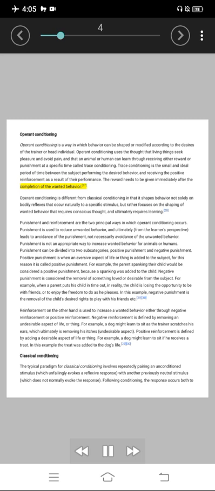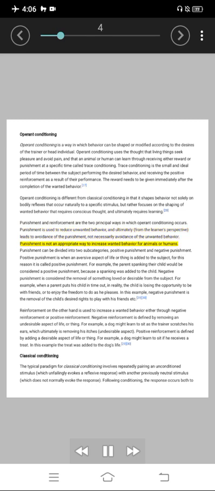27. Operant conditioning is different from classical conditioning in that it shapes behavior not solely on bodily reflexes that occur naturally to a specific stimulus, but rather focuses on the shaping of wanted behavior that requires conscious thought, and ultimately requires learning. 28. Punishment and reinforcement are the two principal ways in which operant conditioning occurs. Punishment is used to reduce unwanted behavior, and ultimately, from the learner's perspective, leads to avoidance of the punishment, not necessarily avoidance of the unwanted behavior.